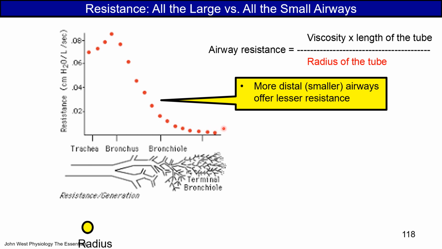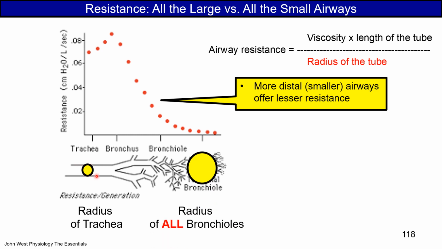Why is this so? If we get the radius of the trachea, probably it is just this big. If we get the radius of all of the bronchioles, because there are numerous bronchioles, we can see that the total luminal radius of all of the bronchioles is much larger, and therefore the resistance offered by all of the bronchioles is lower compared to that of the trachea.